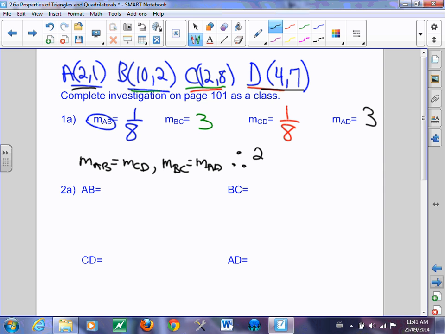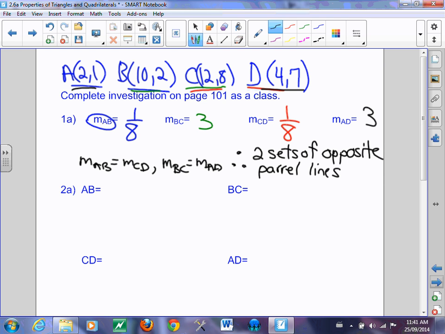Therefore, we have two sets of opposite parallel lines. And by definition, if we have two sets of opposite parallel lines, we have a parallelogram. Very good. Okay, so that does the B part: explain why the quadrilateral is a parallelogram.